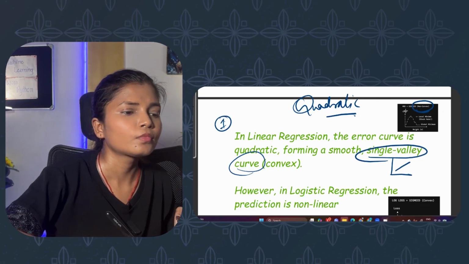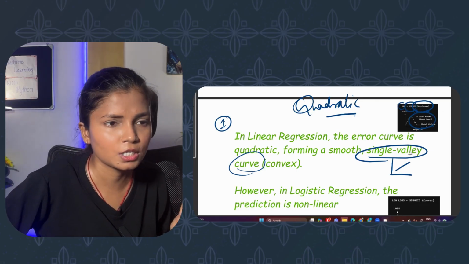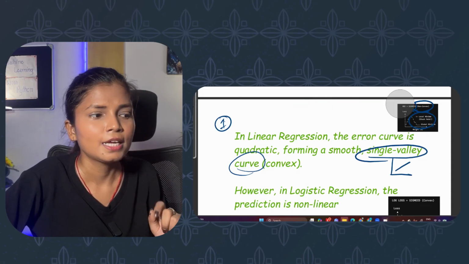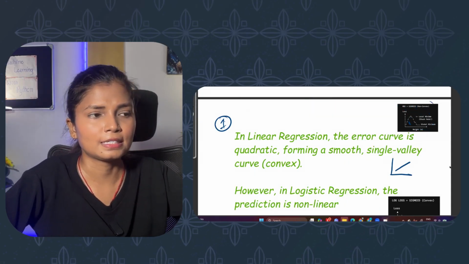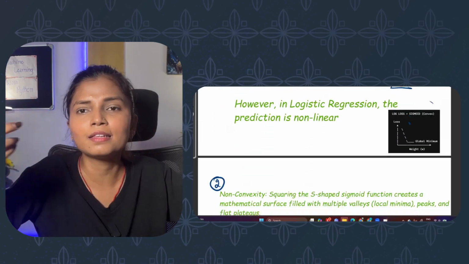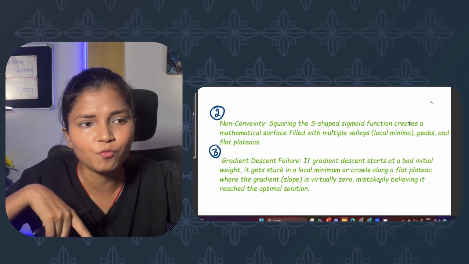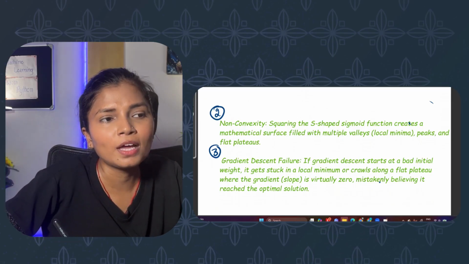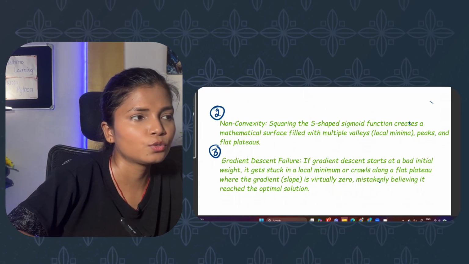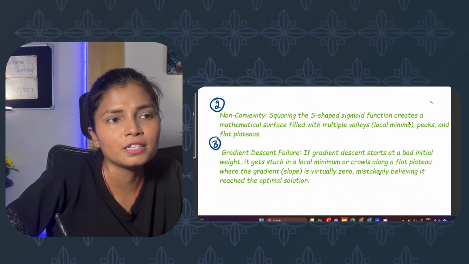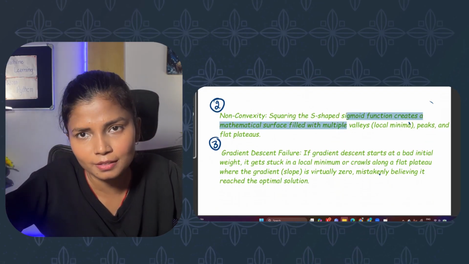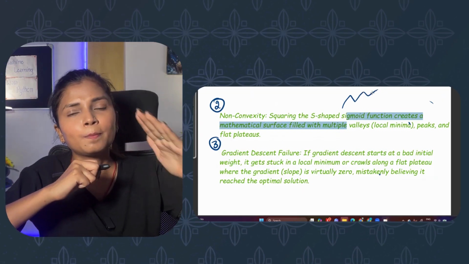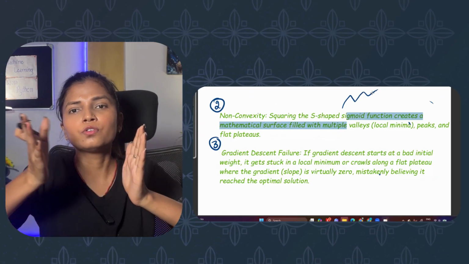Now, the first reason is that logistic regression is going to give us a non-linear prediction. Second is non-convexity. It means if you square the S-shaped function, it is going to create multiple valley-like peaks and plateaus. Like you remember how mountains look, it is going to create something like that, and that will end up at an end point where you're not able to see left or right.